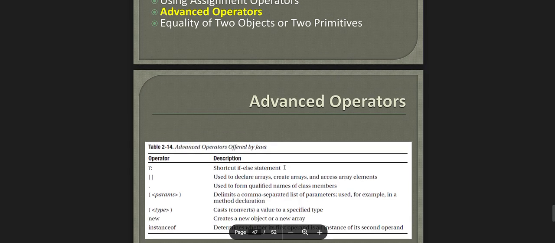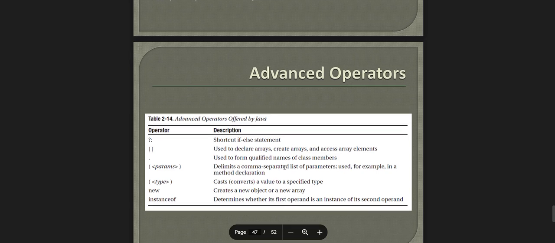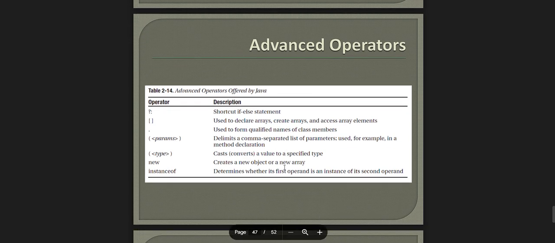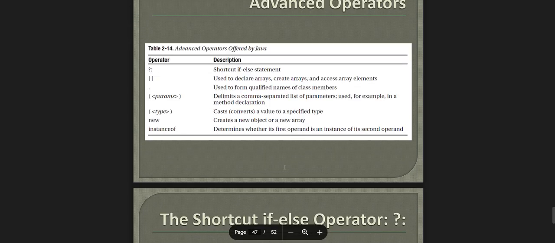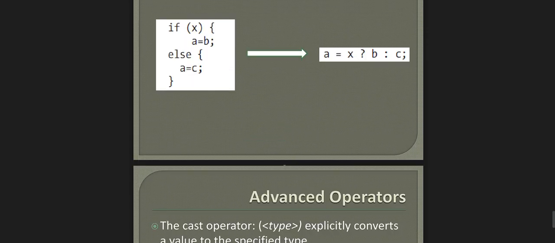Shortcut if-else statement. Square brackets are used to declare an array, create an array, and access array elements. The dot is used to form a qualified name. Parentheses delimit a comma-separated list of parameters, used to examine the method declaration. Cast converts a value to a specific type. New creates a new object or a new array. Instanceof determines whether the first operand is an instance of the second operand. The shortcut if-else yields x = b.